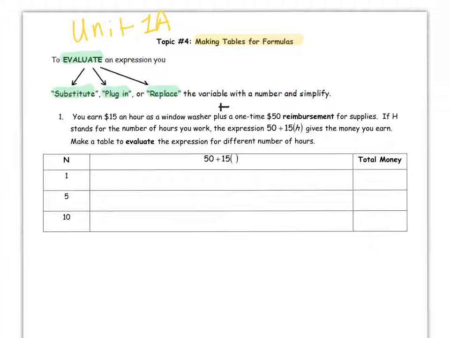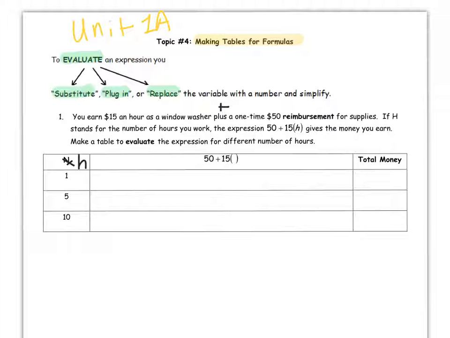All right, so let's think down here. I have a little error here because instead of the letter N right here, our variable should be an H. That's a little mistake on my part. These numbers here, 1, 5, and 10, stand for possible numbers of hours that you worked. In the first example, if you only worked 1 hour, you have a very short day. Let's see how much money you earn as a window washer.